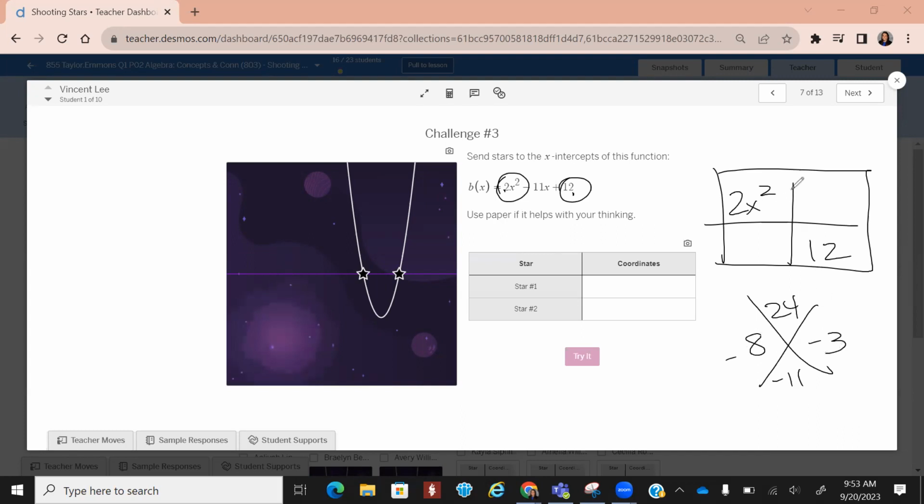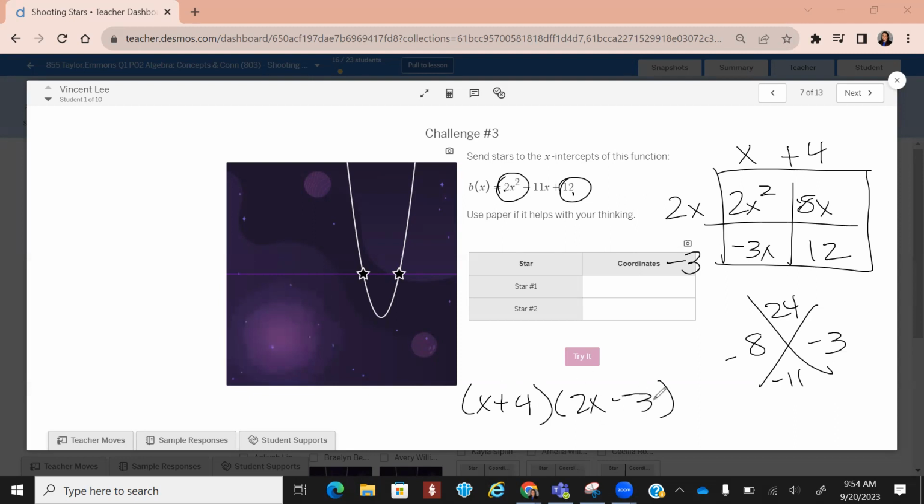-8, -3. Okay. Now we're going to take out the greatest common factor, or we're going to ask ourselves, what times what would give us this box? So that would be x and 2x, right? Now, what times 2x would give me 8x? 4. And what times x would give me -3x? So our factors are x plus 4 and 2x minus 3.